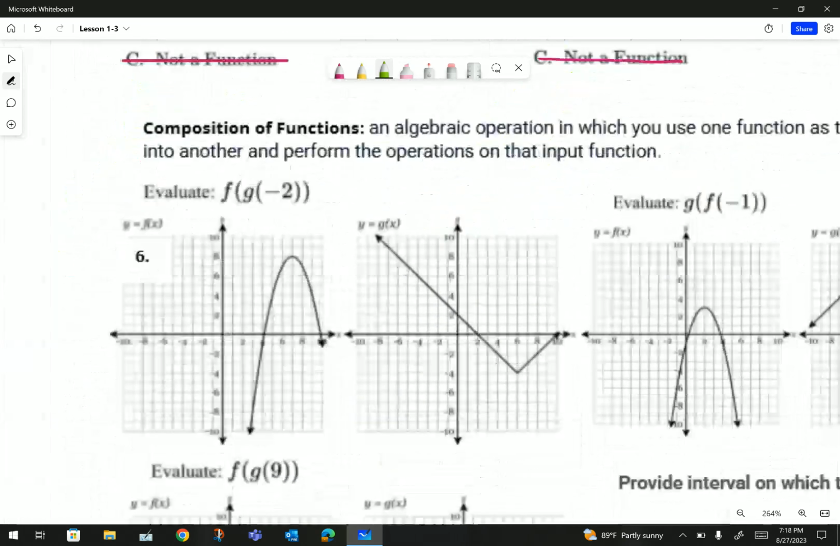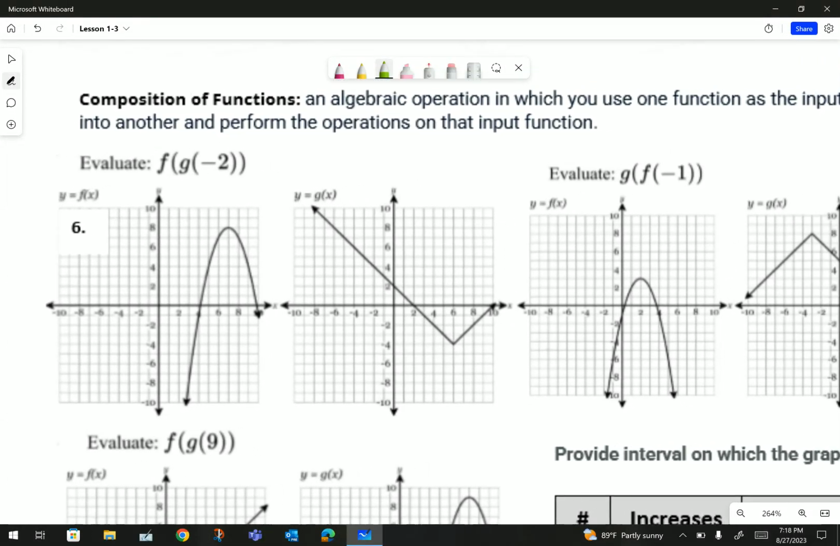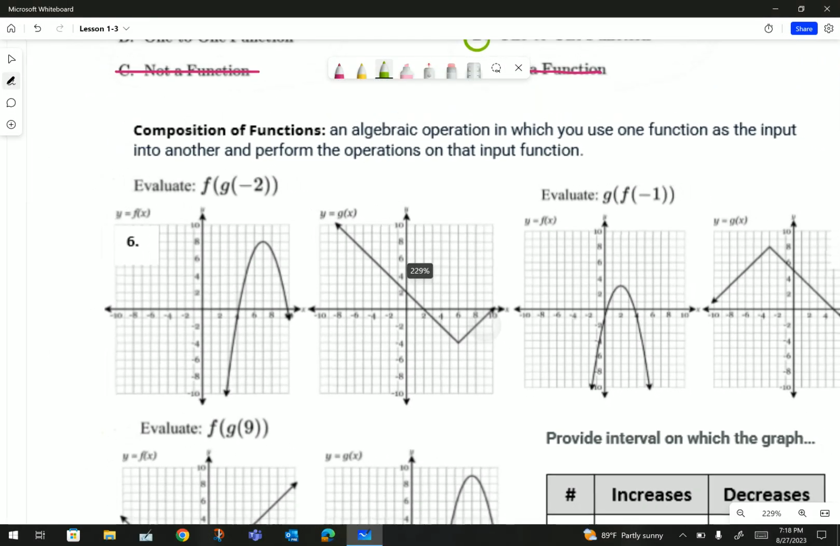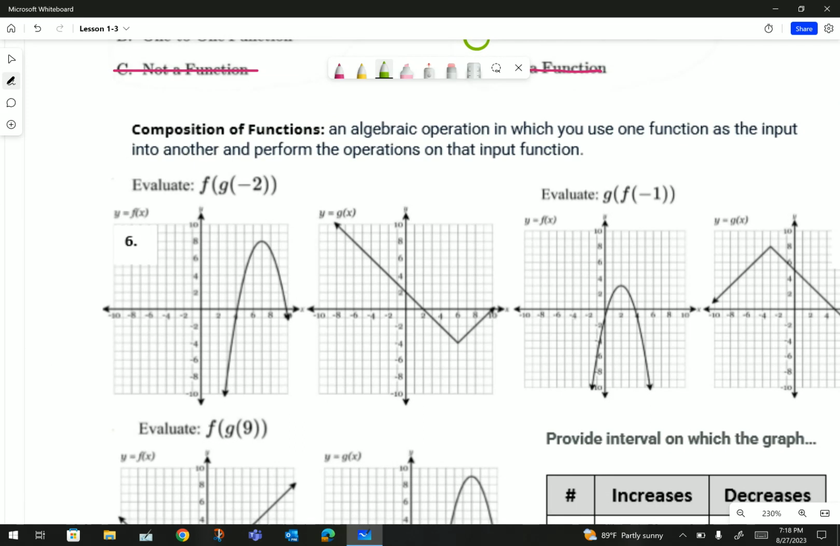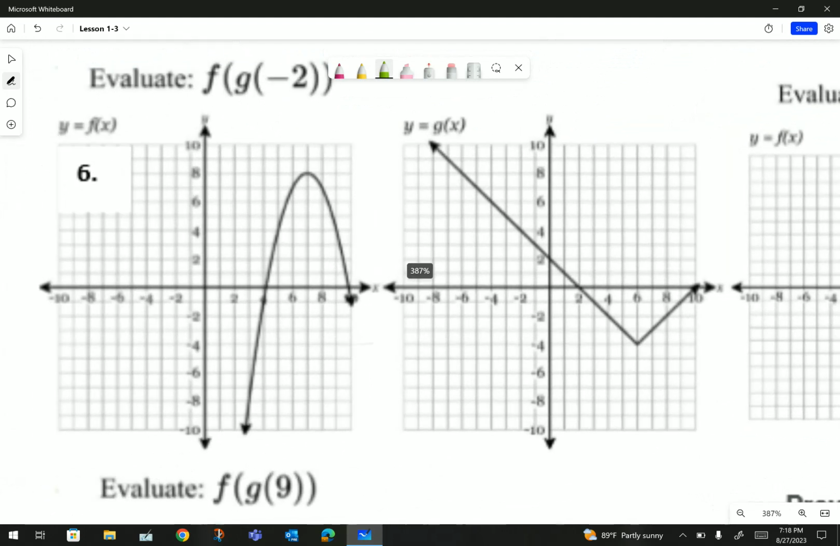All right, moving on. Composition. Composition of a function is an algebraic operation in which you use one function as the input into another and perform the operations of that input function. This is a glorified substitution problem. Now we are going to just do it graphically, but in the next chapter you will see how to do composition of functions algebraically. So let's focus on number 6, okay?